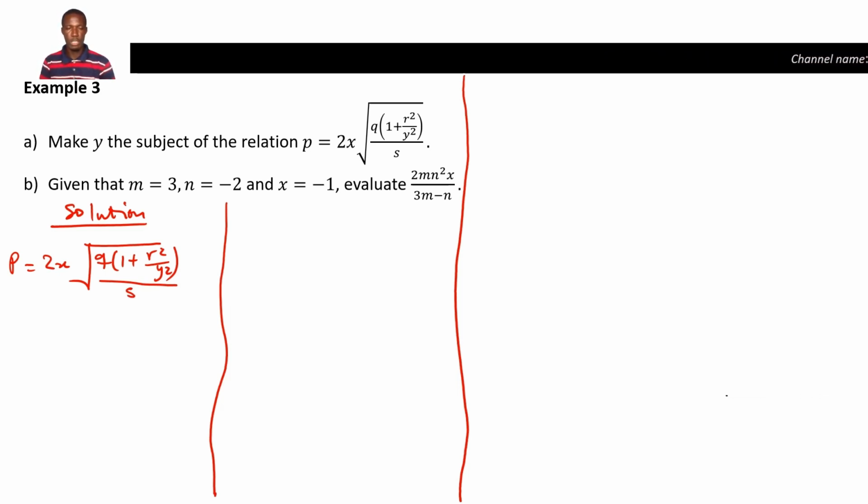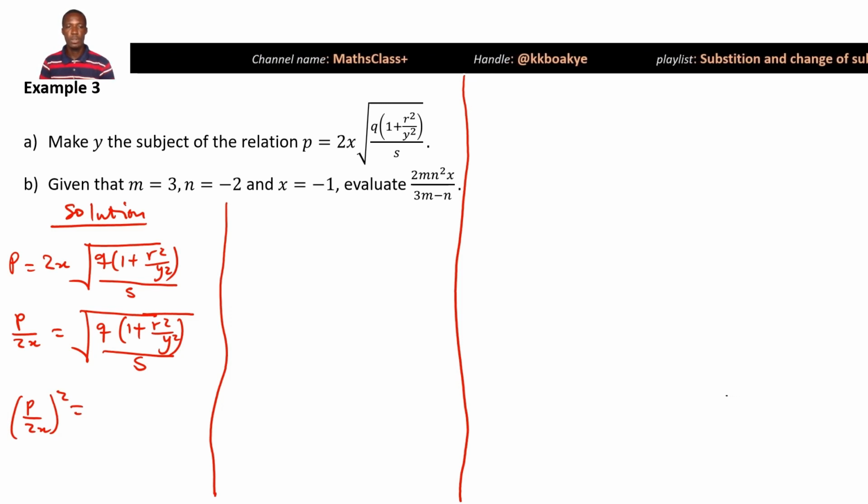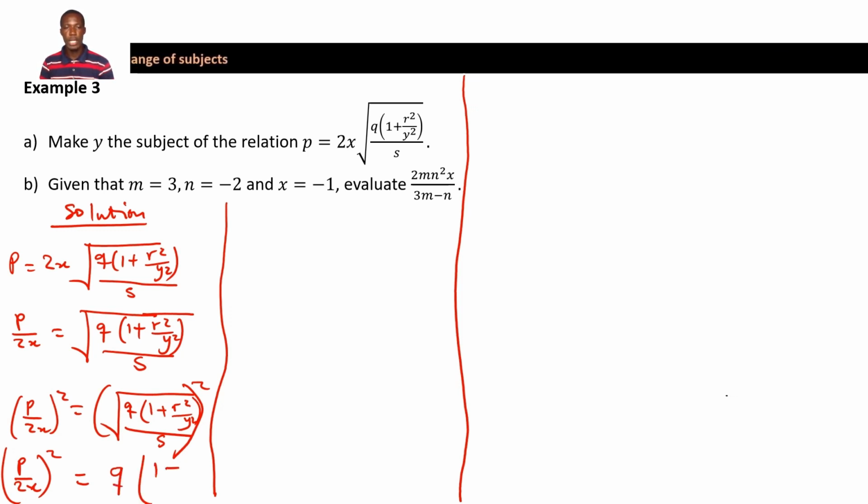So the first thing we are going to do is to divide through by 2x. That will give us p over 2x is equal to the square root of q multiplying 1 plus r squared over y squared, everything divided by s. Now the next thing is to get rid of the square root sign, so we square both sides. That will give us p over 2x all squared is equal to, now we've gotten rid of the square root, q multiplying 1 plus r squared over y squared, and so that is it.